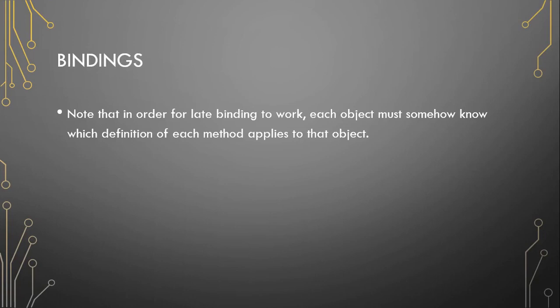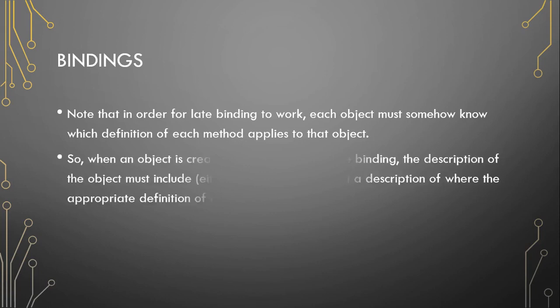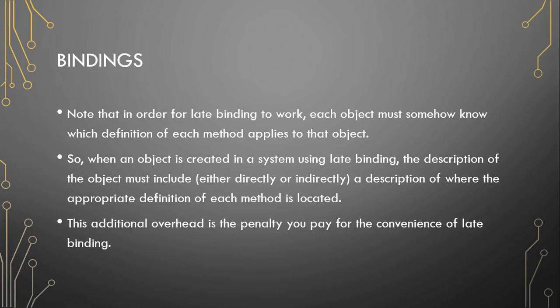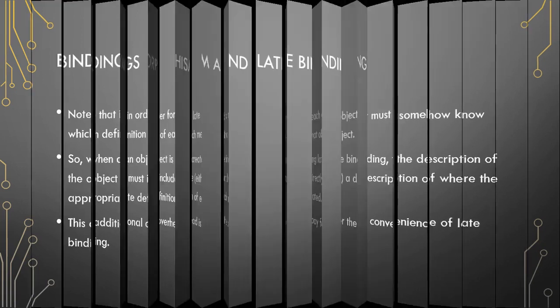Now note that in order for late binding to work, each object must somehow know the definition of each method that applies to that object. So when an object is created in a system using late binding, the description of the object must include either directly or indirectly a description of where the appropriate definition of each method is located. This additional overhead is kind of the penalty you pay for the convenience of late binding. Late binding is very nice, but it does have a little bit more overhead.